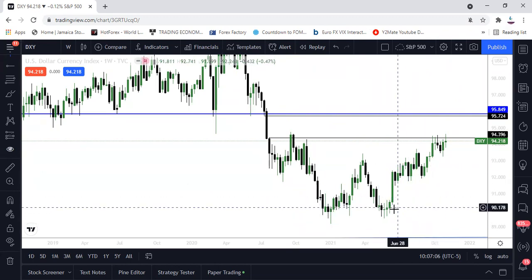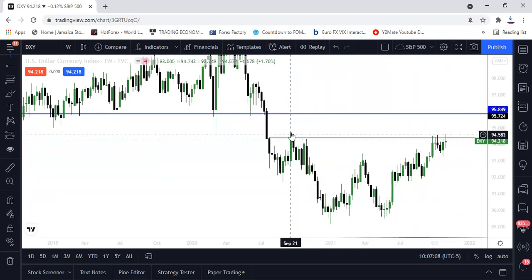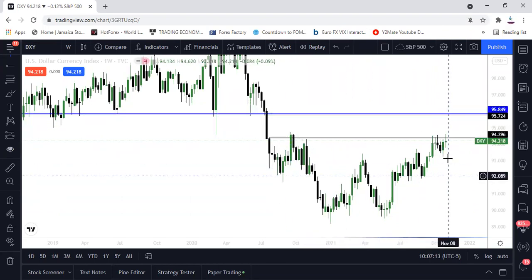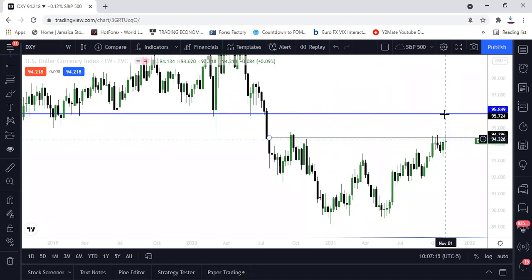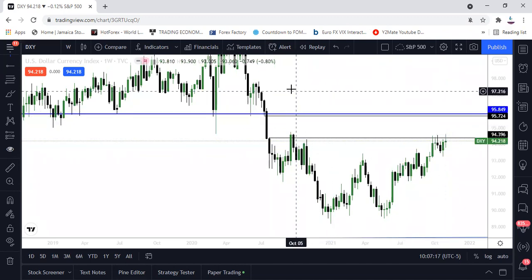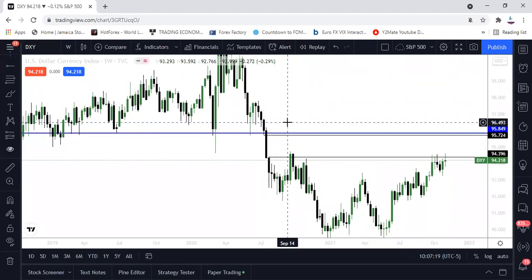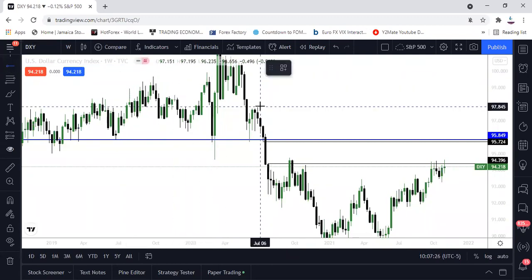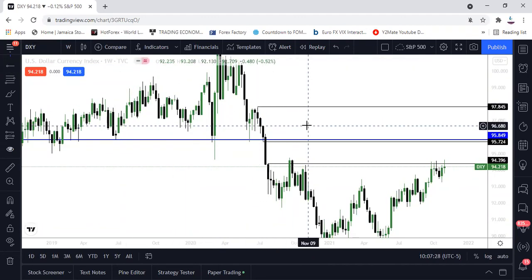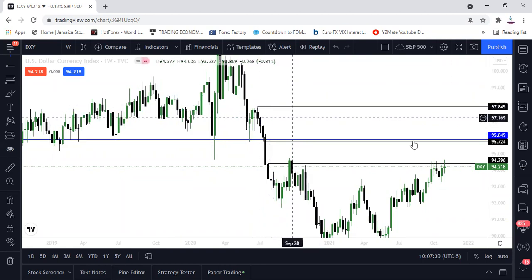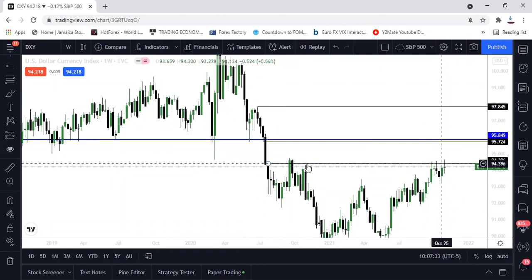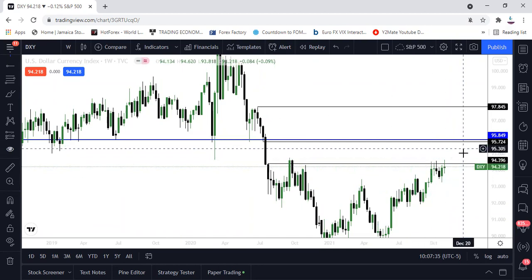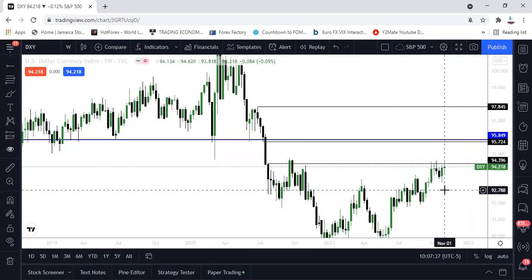What invalidates this idea is if we close above this high and then fill this imbalance completely. If it fills this completely, then I'm looking at higher. So I start looking at areas above this blue line, like this high. This is my first area that I'll be looking at if we fill this. This is an imbalance, so it can accumulate or consolidate in there for a while before it starts to push.